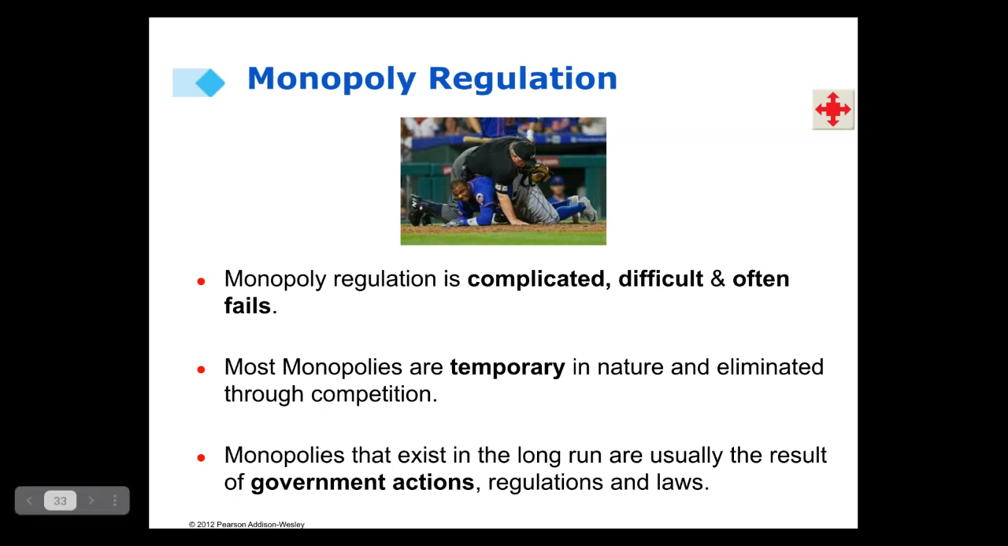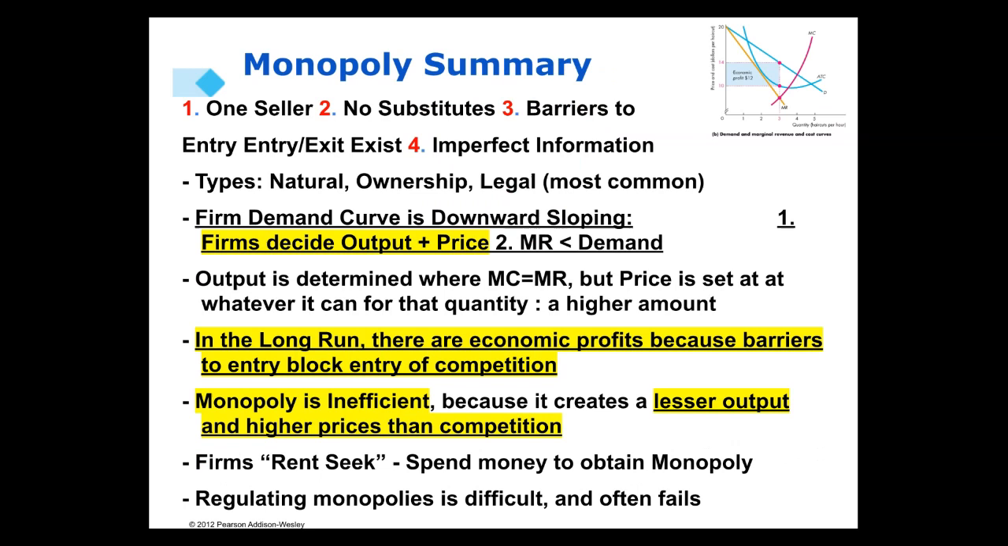Now, monopolies that exist in the long run are usually the result of government actions or laws. And so we have to be careful when we're making government regulations and laws and taking government actions that we're not creating monopolies as either an intended or an unintended consequence. So this is our summary on monopoly.